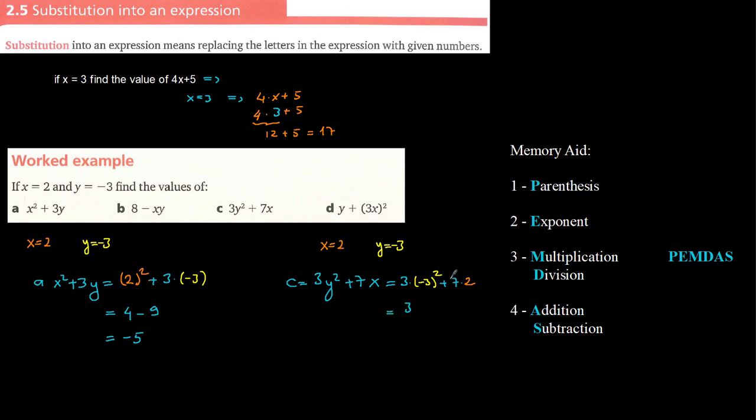So with respect to this one, 3 times minus 3 squared: here is multiplication, but before that multiplication I have an exponent. So here I'm going to first solve the exponent problem. Minus 3 squared is equal to 9. So 3 times 9, and 7 times 2 is equal to 14. 3 times 9 is equal to 27. 27 plus 14 is going to be equal to 41.